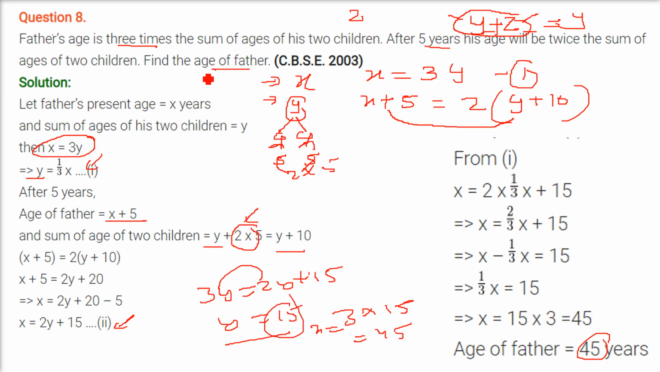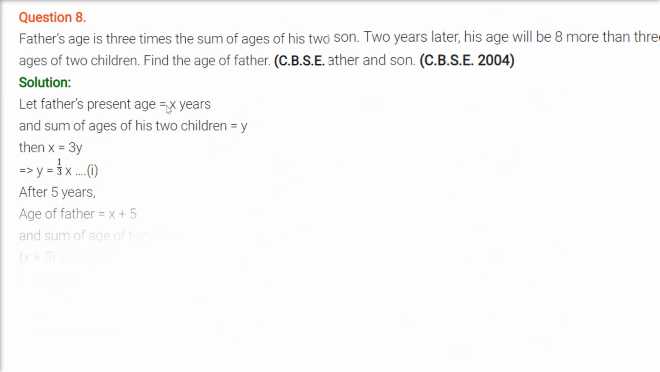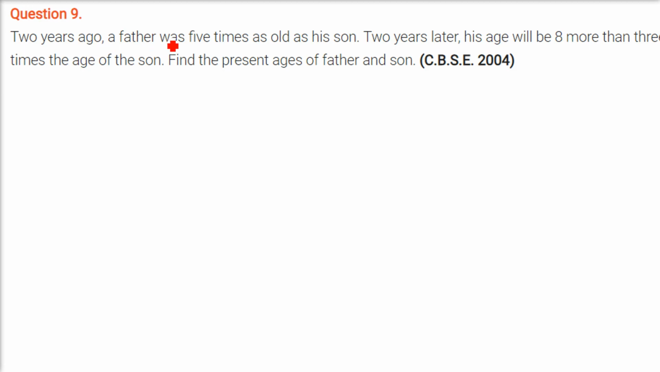We'll have another same question. We'll solve it by another way. 2 years ago, the father was 5 times as old as his son. So let us assume that x is the present age of father, y is the present age of son. 2 years ago means x minus 2. Son is also, 2 years ago, y minus 2. So now the scenario is, he is 5 times, so 5 times y minus 2. This is our first equation.